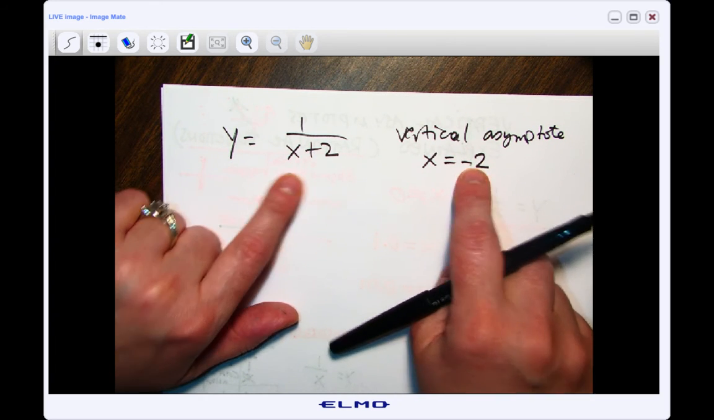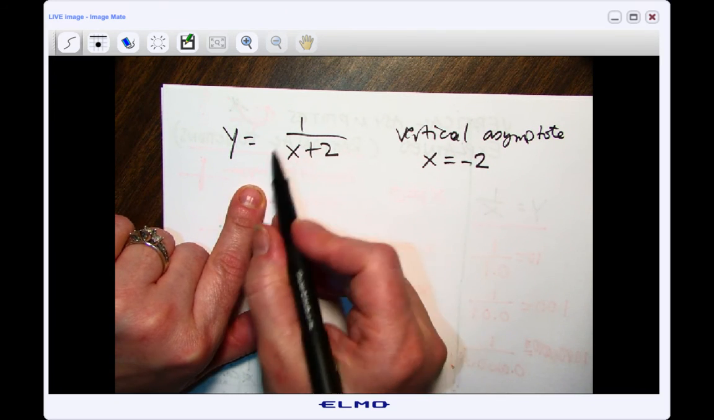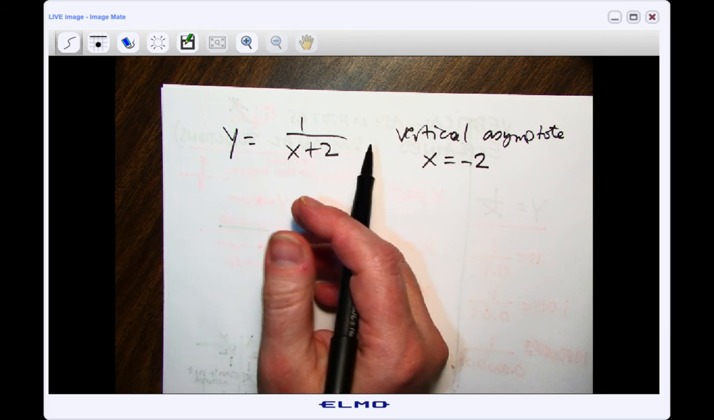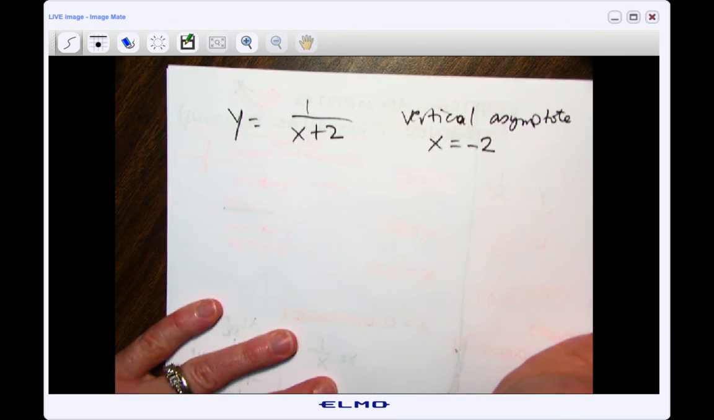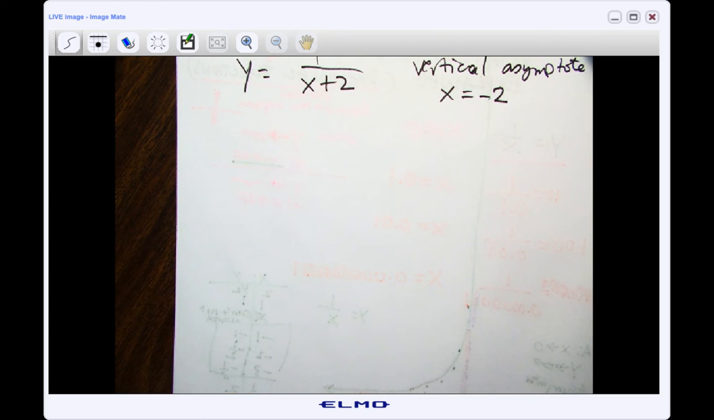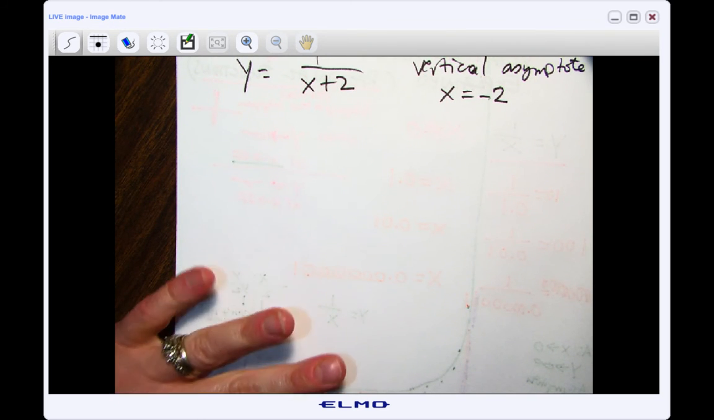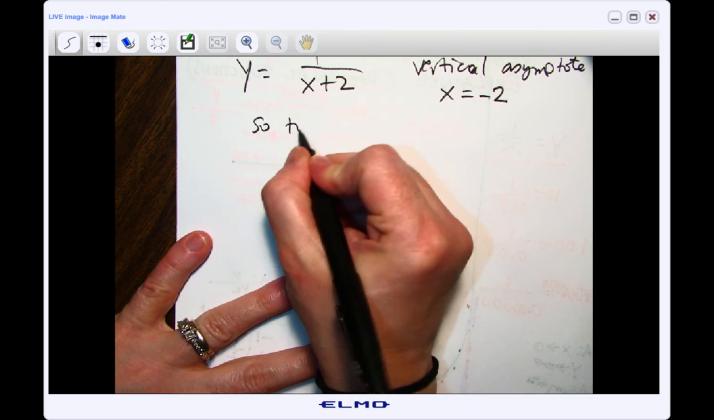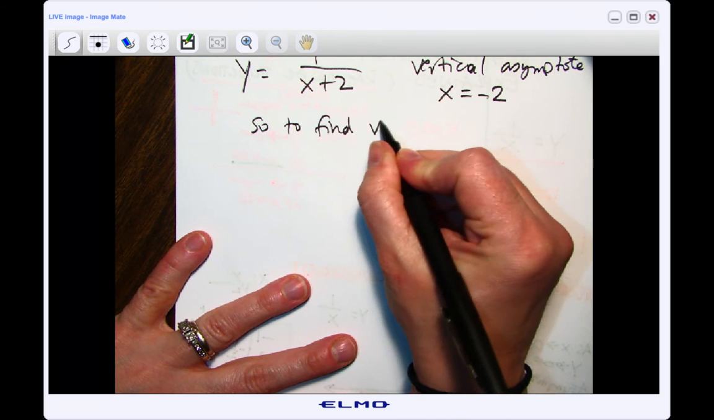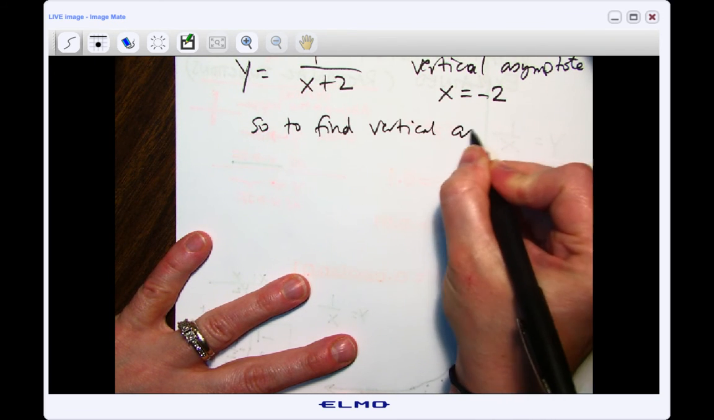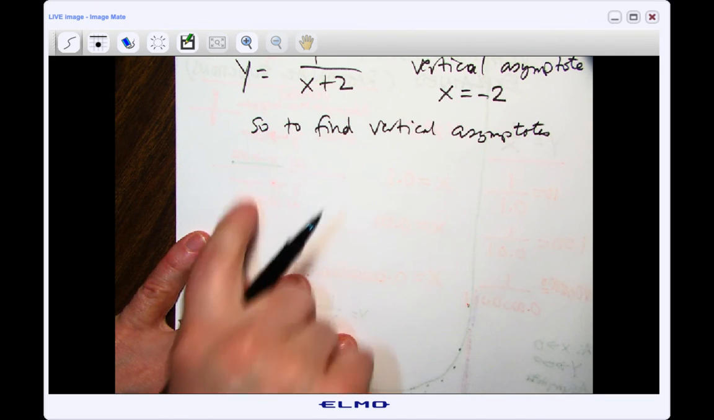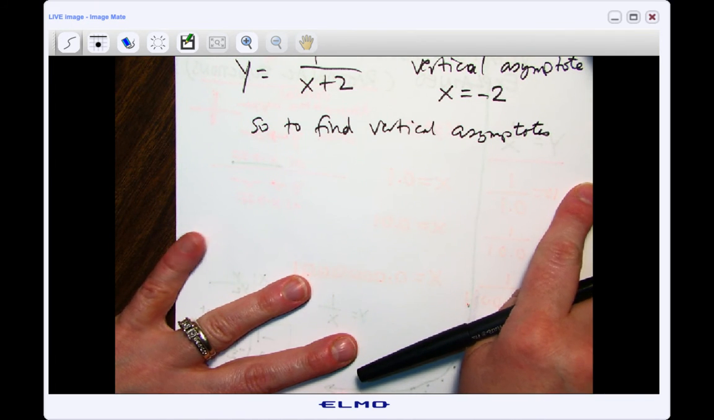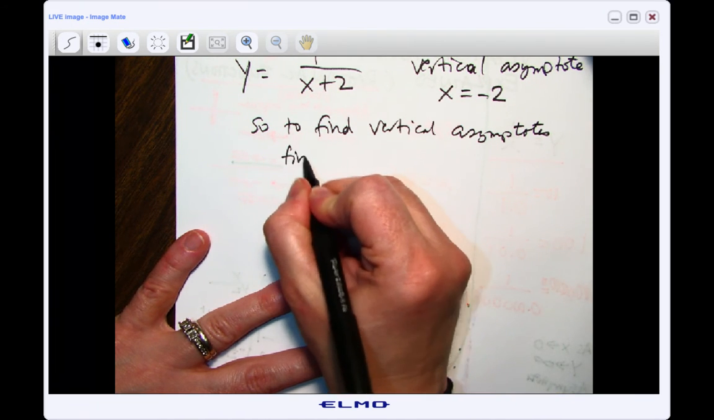So how did I figure it out? I really figured out what was going to make the denominator equal to 0. And that's really how you can find vertical asymptotes. There's only one trick, okay? Now this is the one thing you have to be careful of. So to find, I'll write it down even, find vertical asymptotes. If you can read my writing. To find vertical asymptotes, find where the denominator is 0.